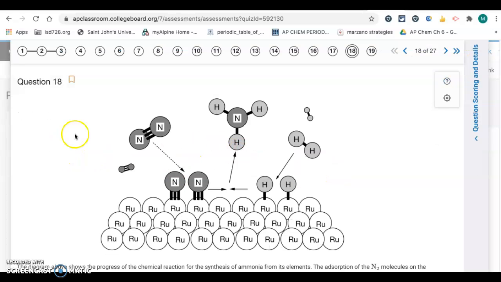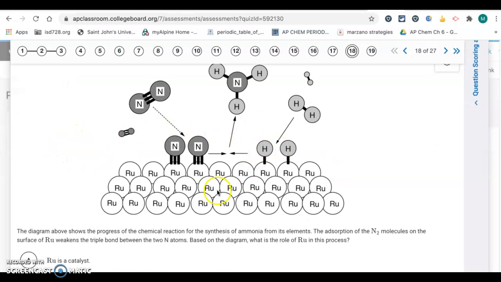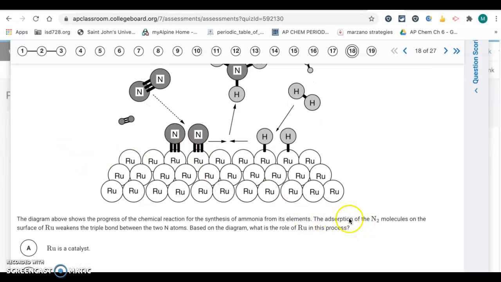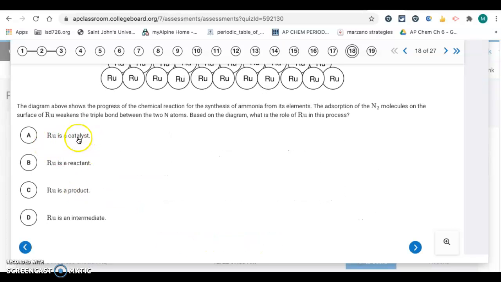Okay, number 18 is talking about how this Ru will weaken this nitrogen triple bond and allow the reaction to happen easier. So it says the absorption of N2 molecules on the surface of Ru weakens the triple bond. So really what this is saying is it gives it a lower energy pathway for this reaction to happen. So that's what a catalyst does. Ru is a catalyst. So letter A.